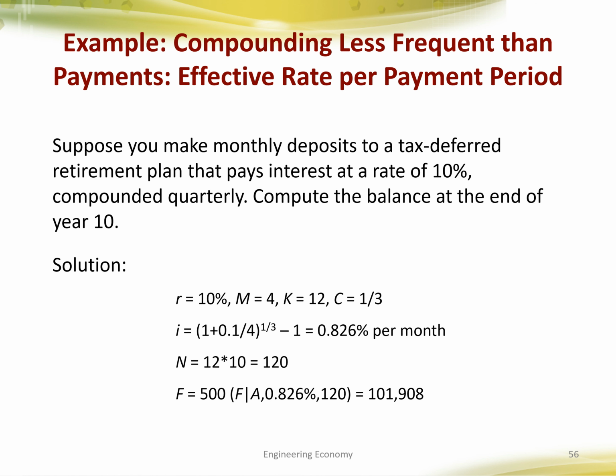We can still obtain that. And since we have that, the total number of compounding periods will be 12 times 10 years, so we have 120. And again, using the formula, we are given A, we want to find F, the future value, and we have this effective interest rate for the months and 120 months. So we can again use the lookup table or compute it directly, and then we can get the final result.